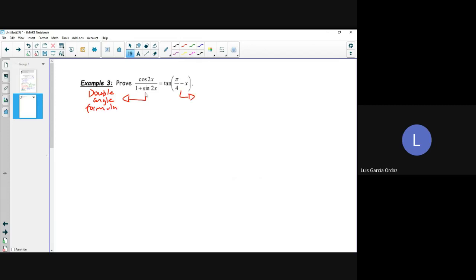And what do we have on the right side? What kind of formula do we have on the right side? On the right side, we have a compound angle formula. So just based off these two different formulas we are going to have to simplify both the right side and the left side. So let's start with the right side.